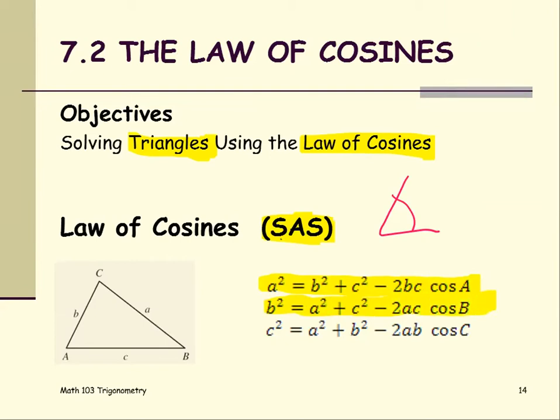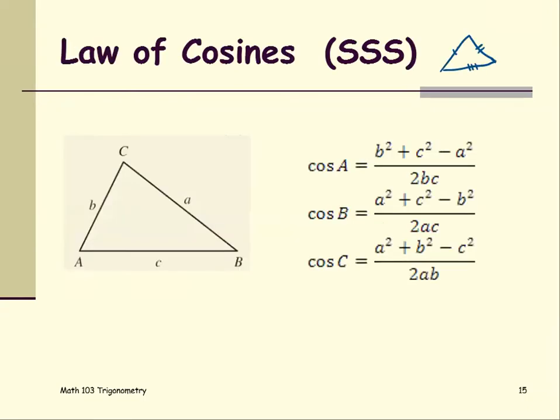In the case that side A and side B are provided, and also the included angle C, we can compute side C using the formula C squared equals A squared plus B squared minus 2 times AB times cosine C. Another case where we can use the law of cosines is when three sides are provided. We can use one of these options.